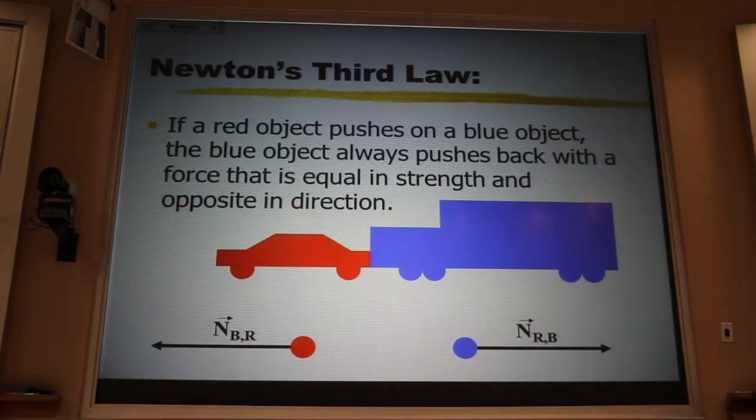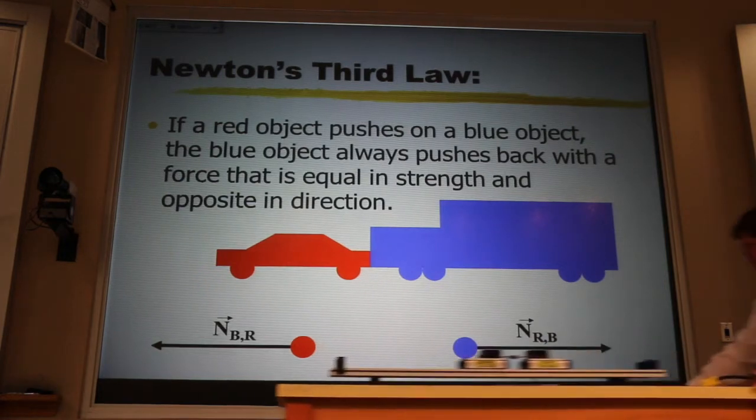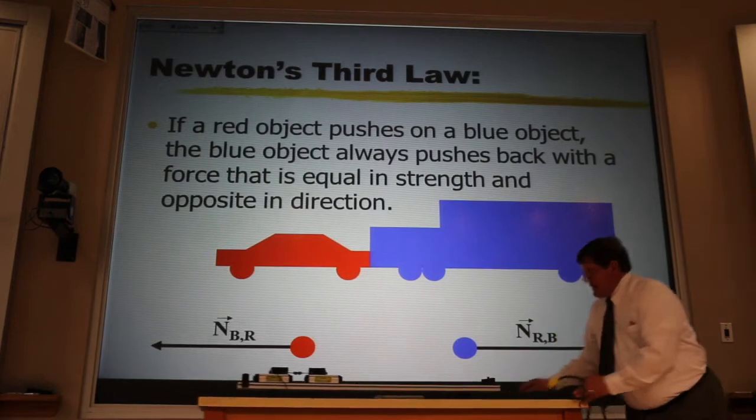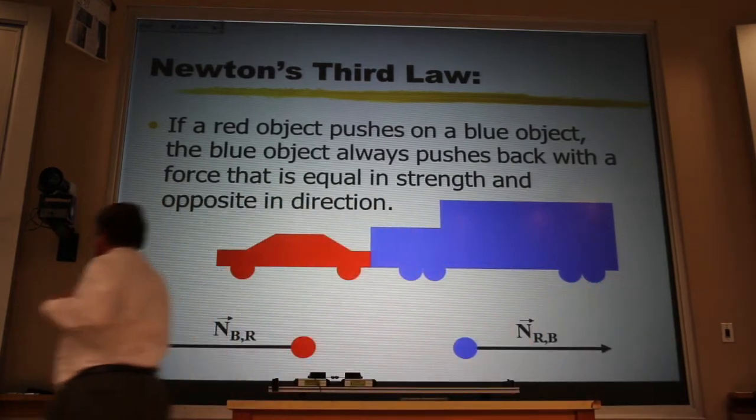Now, we are ready for a concrete example. That's what I'm going to give you. A concrete example. First of all, let me get this out of the way. Okay, let's do a concrete example.